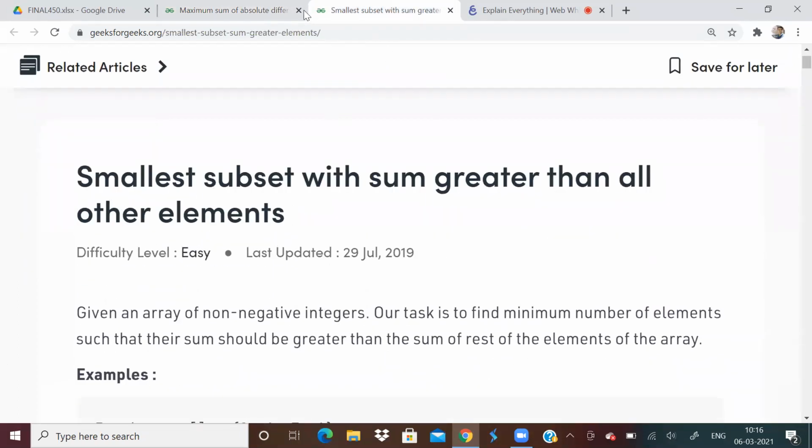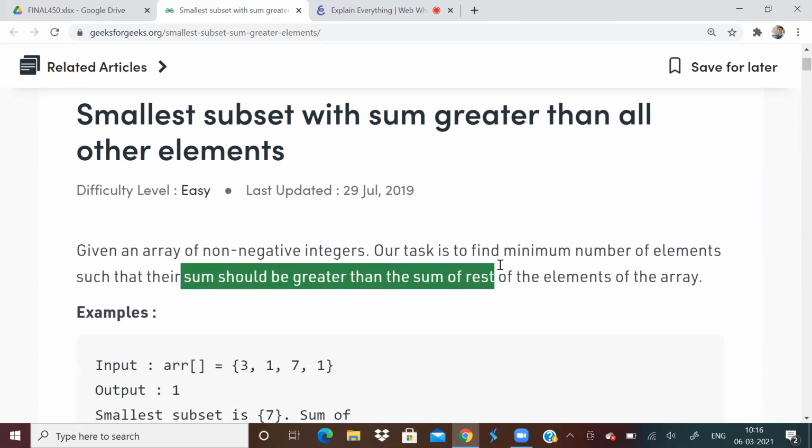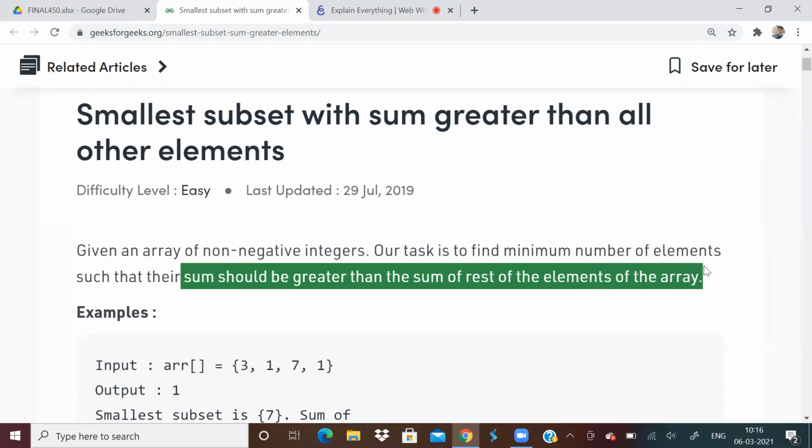Next problem, we'll quickly see. These are all fundamental easy problems. Just get a good grip on them. Given an array of non-negative integers, our task is to find the minimum number of elements such that their sum should be greater than the sum of the rest. Minimum elements such that the sum should be greater than the rest of the elements of the array.